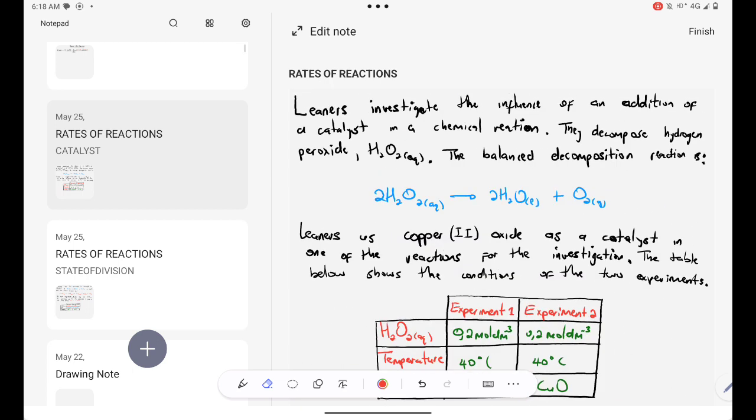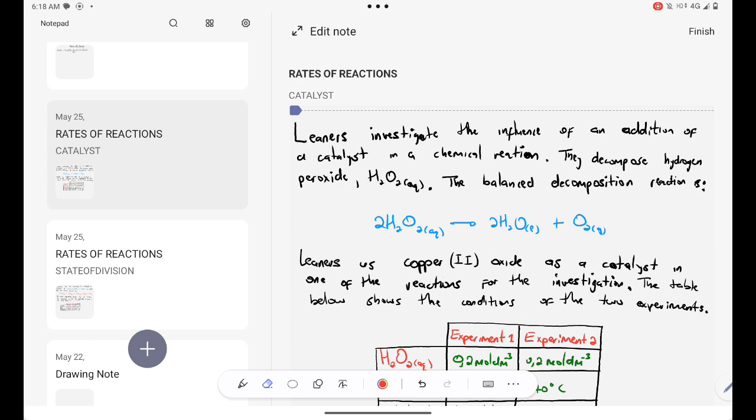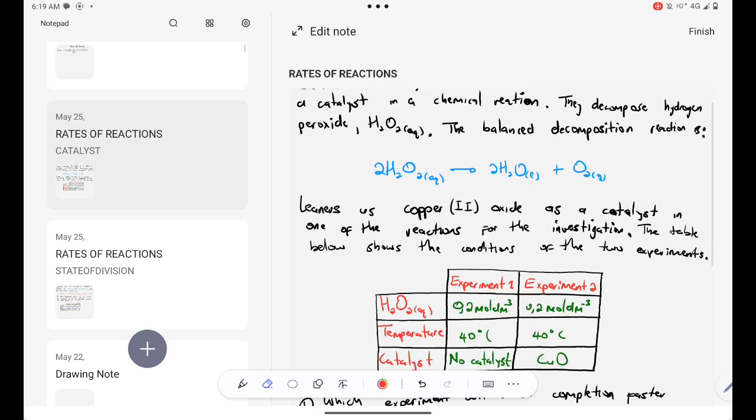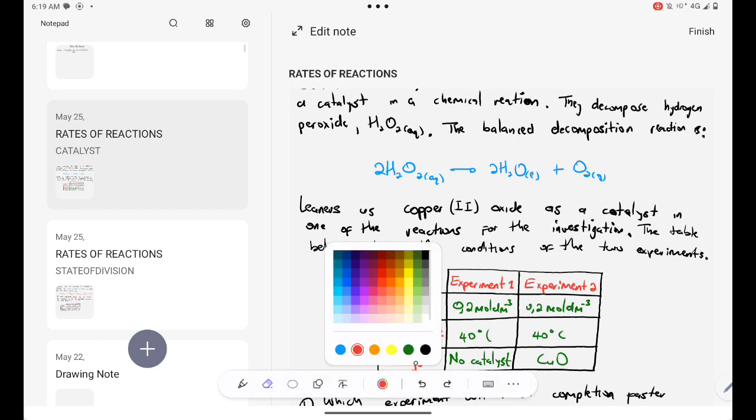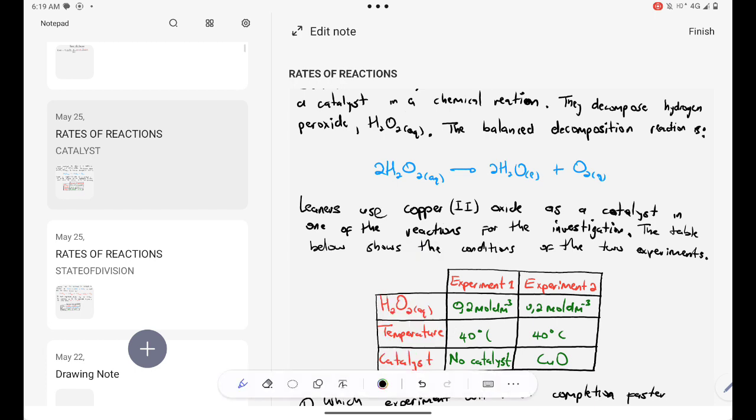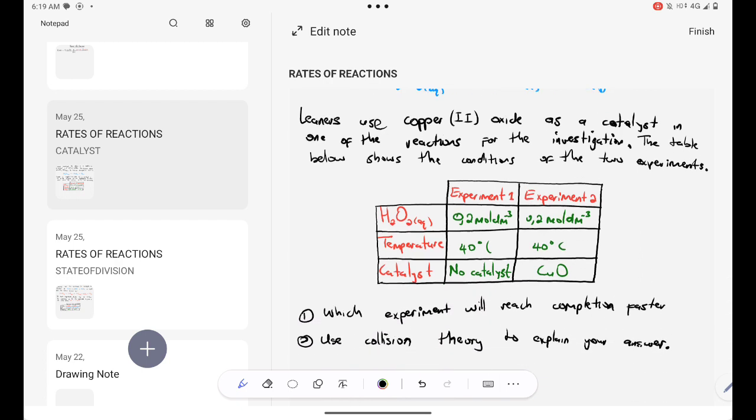Okay, now let's answer these questions. Learners investigate the influence of an addition of a catalyst in a chemical reaction. They decompose hydrogen peroxide. The balanced decomposing reaction is given below. So hydrogen peroxide is decomposed into water and oxygen. We are told that learners use copper 2 oxide as a catalyst in one of the reactions for the investigation. The table below shows the conditions of the two experiments.